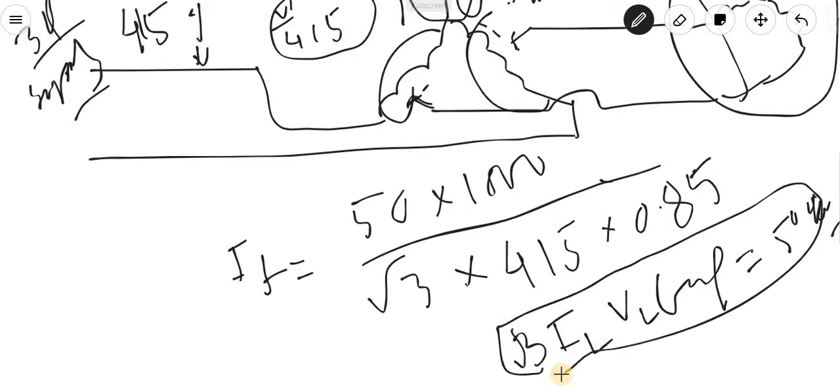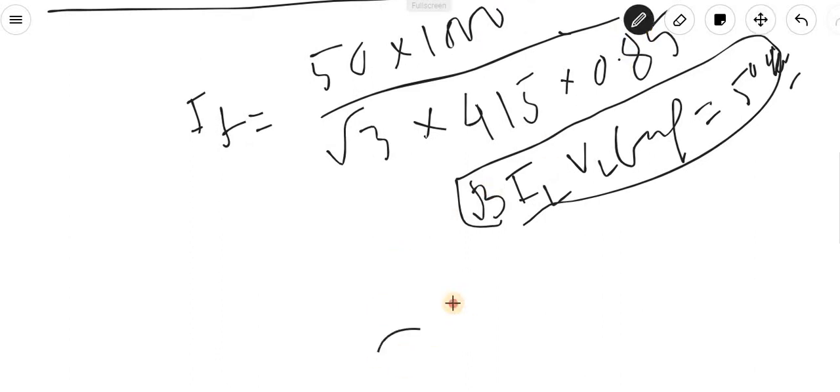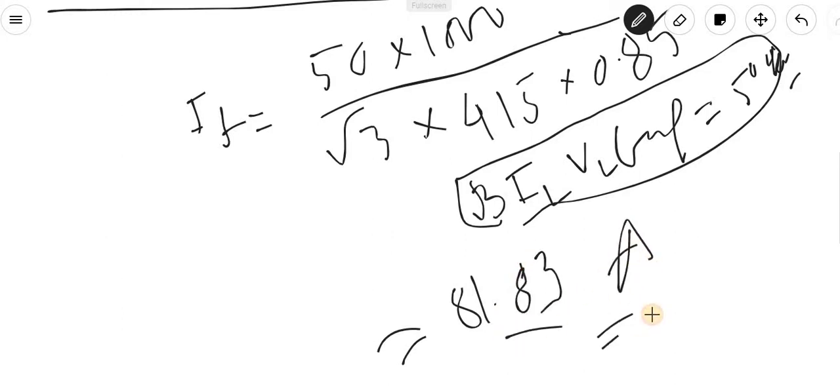So the full load current is how much? 150 into 1000 divided by root 3 into 415 into 0.85, which is 81.83 or so. This much current is the full load current.